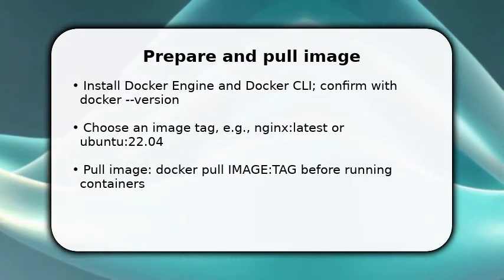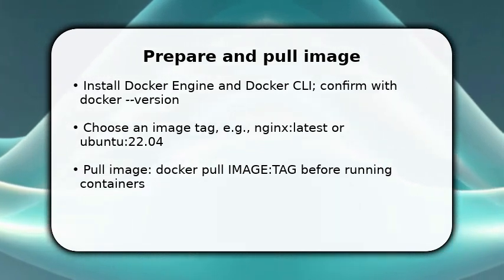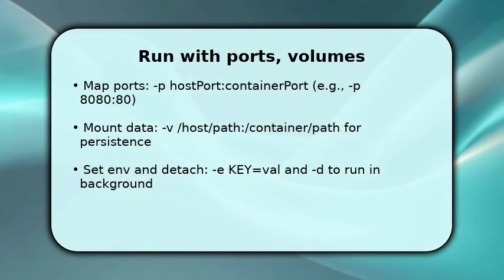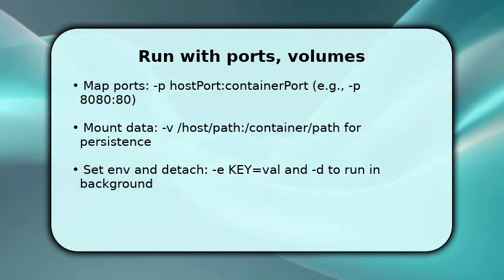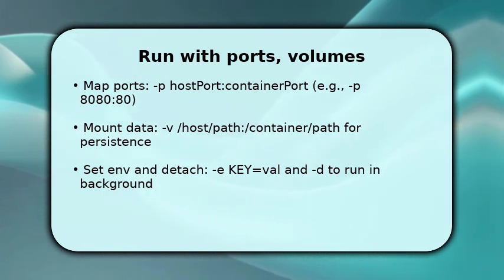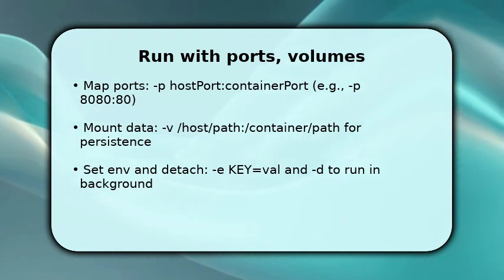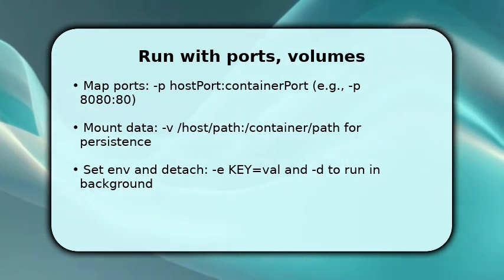You'll now start the container with required bindings and settings. Use docker run -d -p host:container -v host path:container path -e KEY=value image:tag to launch detached with ports, persistent storage, and environment variables. Once the container is up, verify with docker ps to see its status and mapped ports.